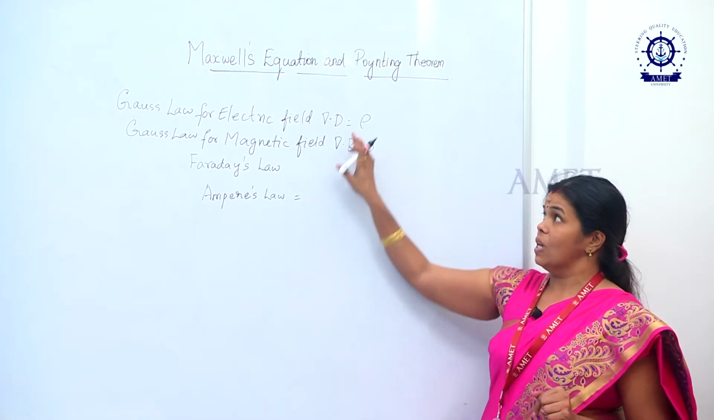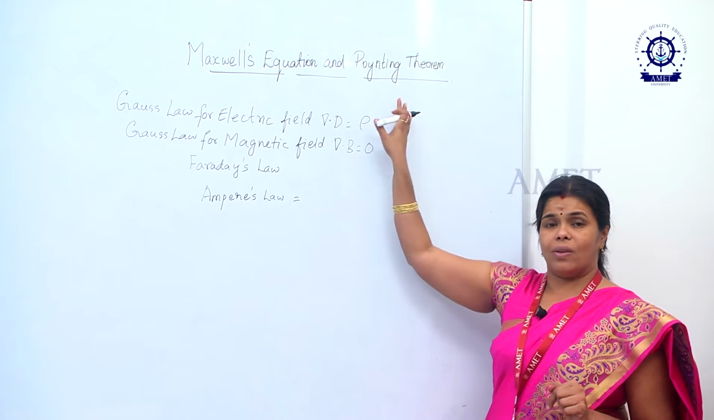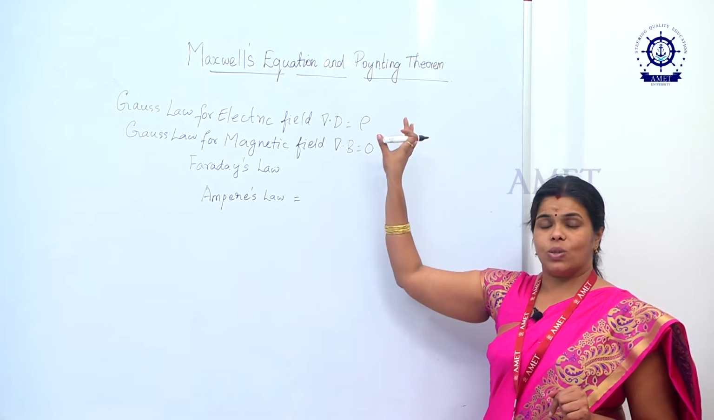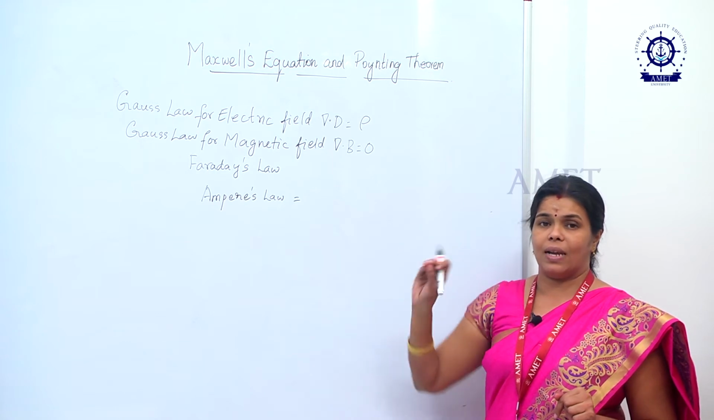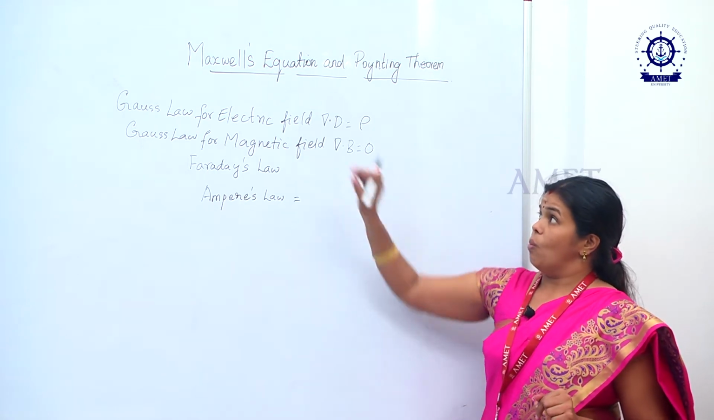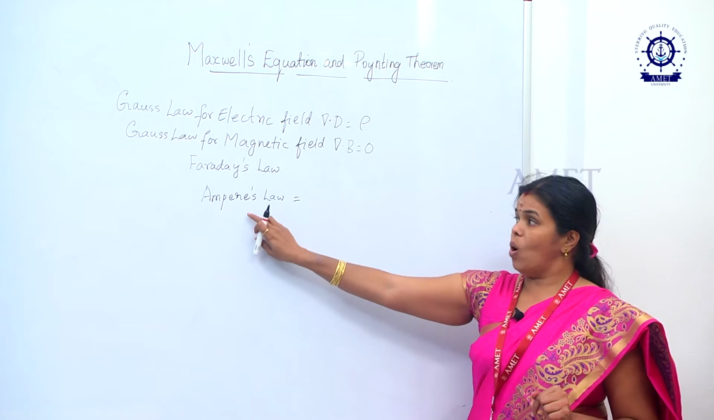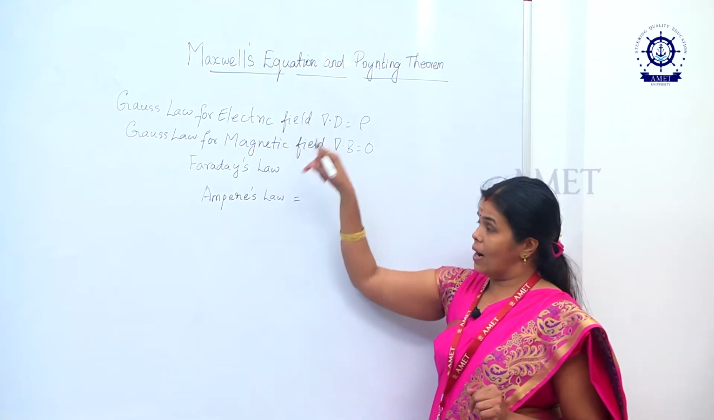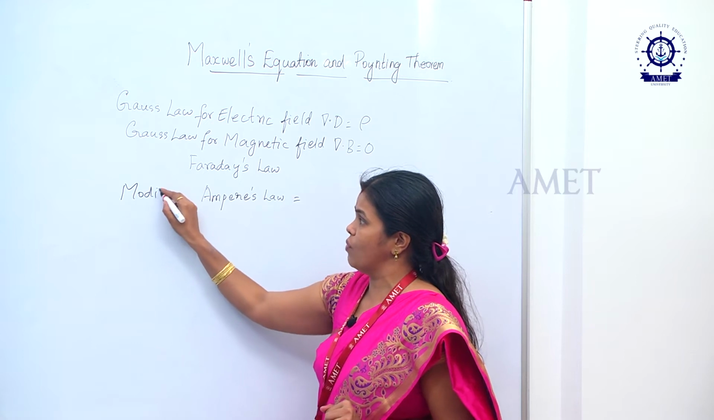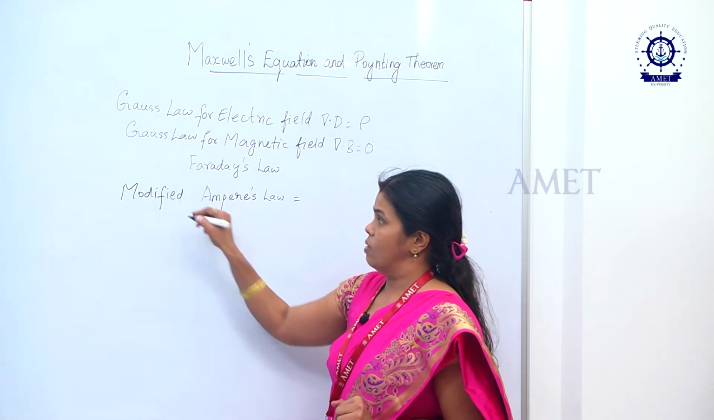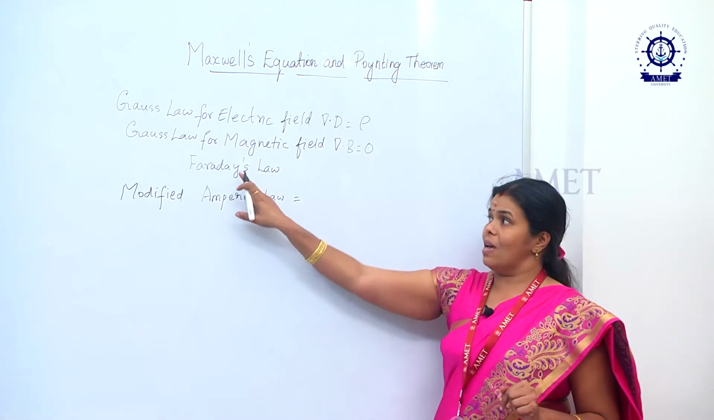Why? Because if you are going to derive the Poynting theorem, it is meant for a wave. A wave means a time varying electromagnetic field. So Maxwell modified Ampere's law. Under Maxwell's equations, Ampere's law is called the modified Ampere's law.